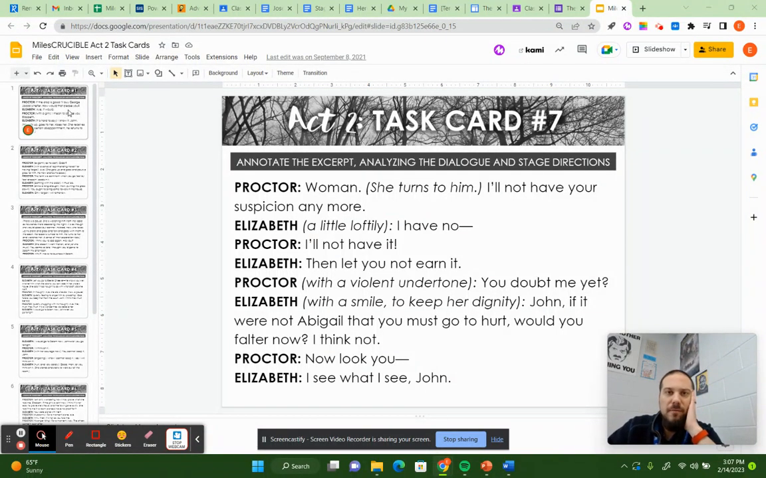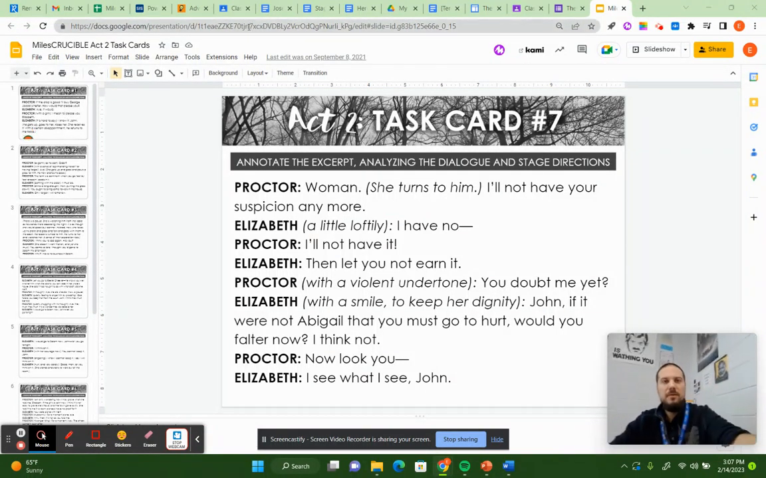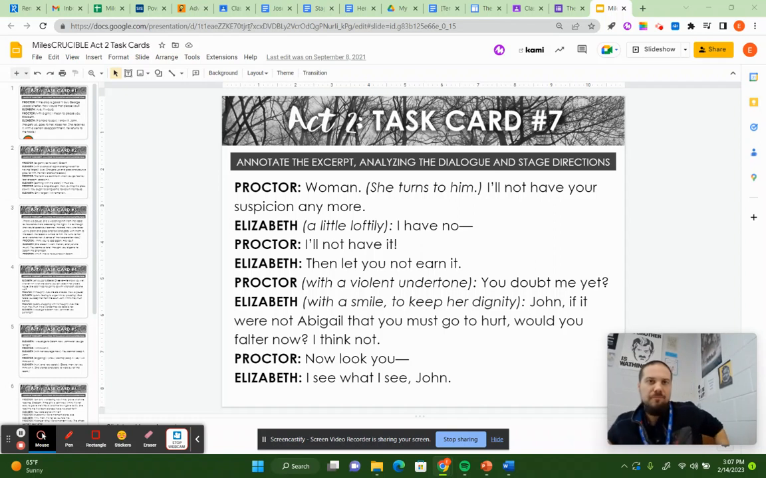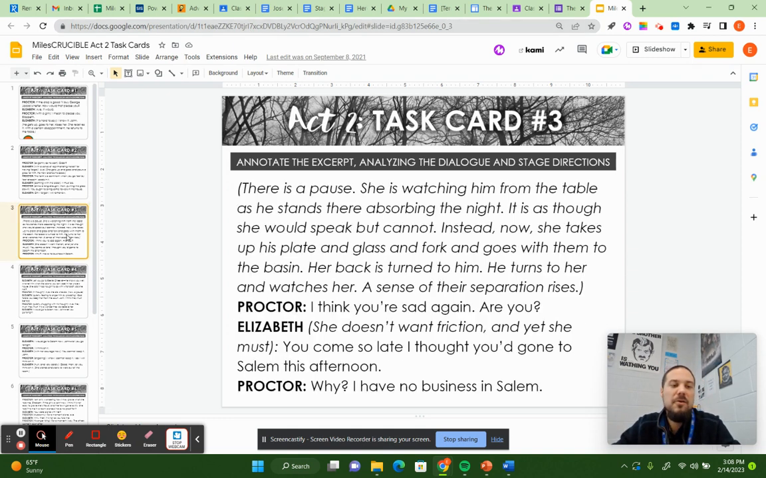Just doing a quick video explaining what to do for the Crucible Act 2 character cards, the It's Complicated cards. Basically, this is a practice of reading closely, close reading, annotating, and reading between the lines, making inferences about what's happening beneath the surface with these characters. So really, all you have to do is really simple.